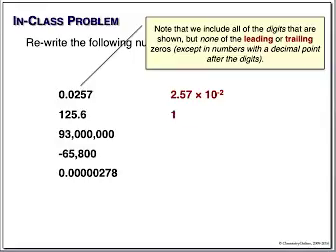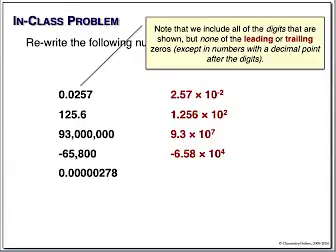Show all the numbers. 93 million. We're starting here at the end. We have to move to the left 7 places. So that's 10 to the 7th. It doesn't matter if it's plus or minus. Here we are simply moving in 1, 2, 3, 4 places.